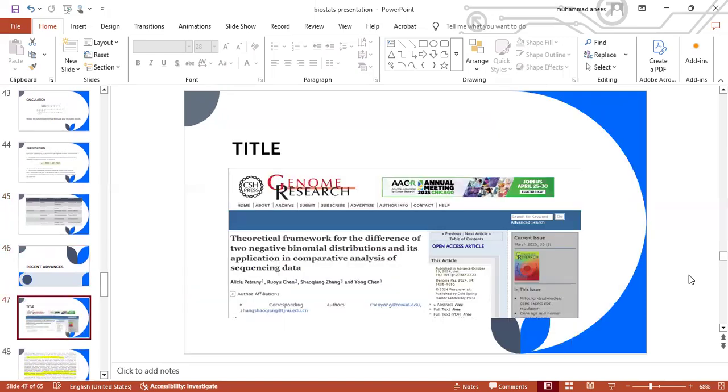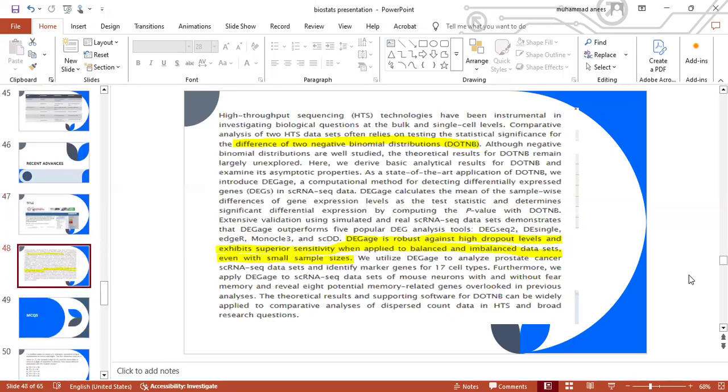Now moving on to the recent advances. This is the title, Theoretical Framework for the Differences of Two Negative Binomial Distributions and its Application in Comparative Analysis of Sequencing Data. So high throughput sequencing, HTS technologies have been instrumental in investigating biological questions at the bulk and single cell levels. Comparative analysis of two HTS data sets often relies on testing the statistical significance for the difference of two negative binomial distributions, DoNB. Although negative binomial distributions are well studied, the theoretical results for DoNB remain largely unexplored.